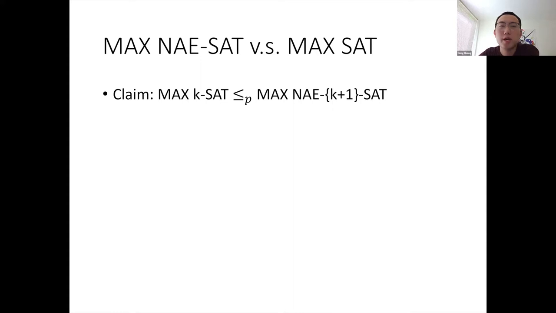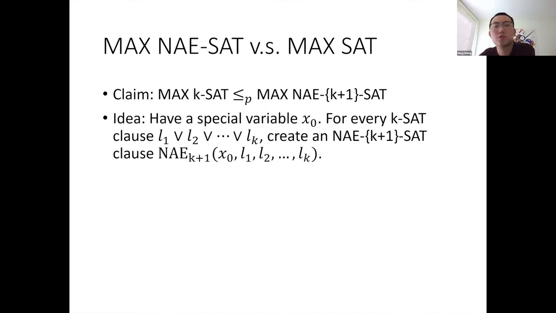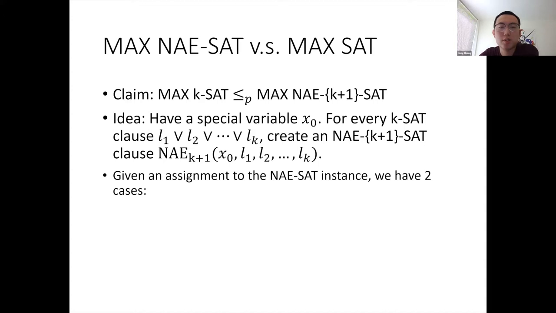We claim that Max K-SAT is actually reducible to Max NAE-(K+1)-SAT. The idea is very simple. We just add a special variable x0, and for every K-SAT clause, we add in x0 to create an NAE-(K+1)-SAT clause. Why does this work? Given an assignment to the NAE-SAT instance, we have 2 cases. If x0 is equal to false, then we just do nothing. In this case, in order for the NAE-SAT clause to be satisfied, because x0 is already false, at least 1 literal among L1 to LK should be true, which means the original K-SAT clause is true.